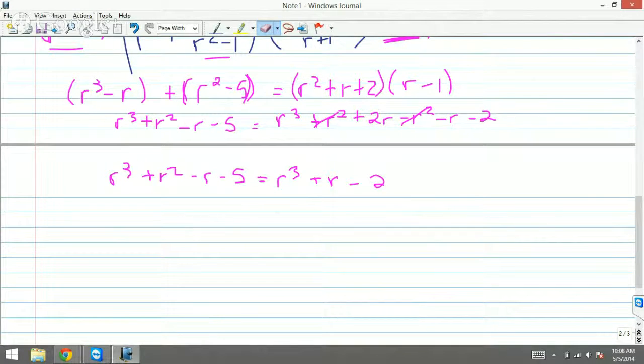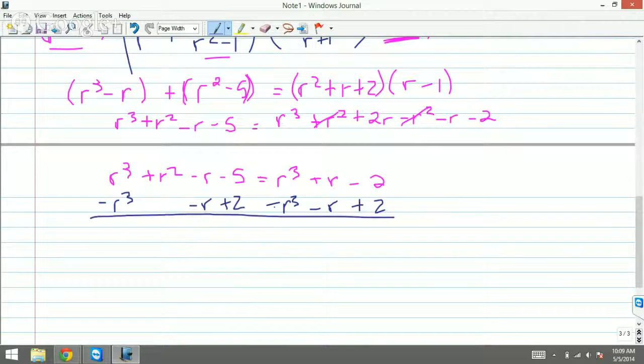Lucky for us, the R cubes are going to drop. We'll probably be able to fully factor. Okay. Now I'm going to move everything to the left side. So minus R cubed minus R and plus 2. So that's going to equal 0. R squared.